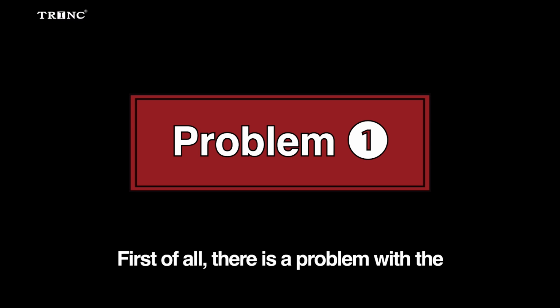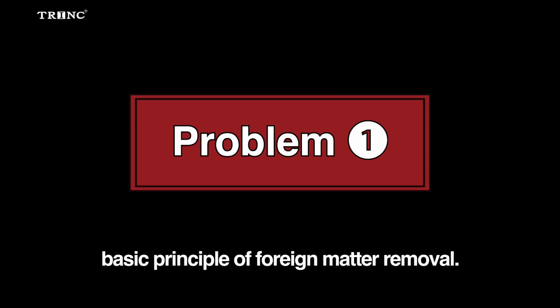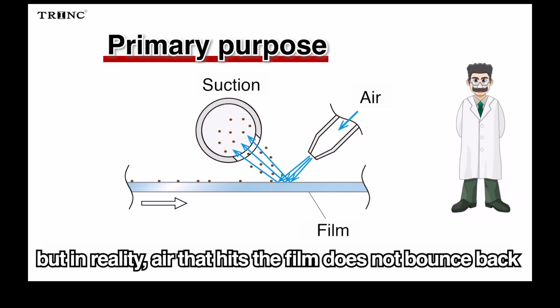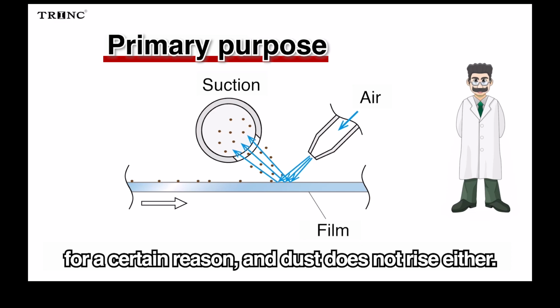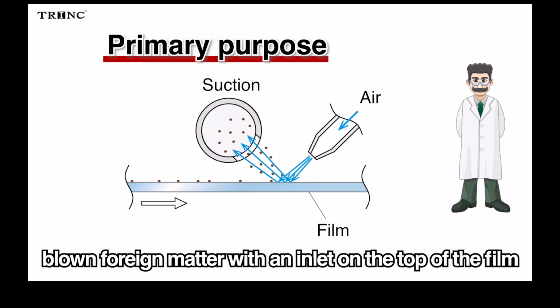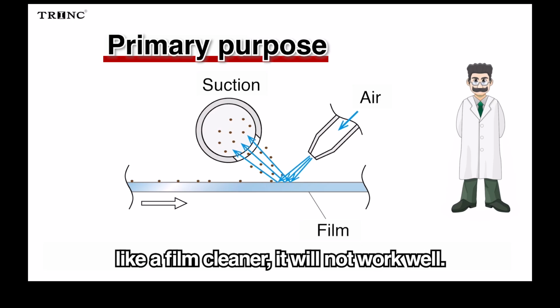First of all, there is a problem with the basic principle of foreign matter removal. There is an image that dust rises when air is applied to the film, but in reality, air that hits the film does not bounce back for a certain reason, and dust does not rise either. For this reason, even if you try to suck in blown foreign matter with an inlet on the top of the film like a film cleaner, it will not work well.